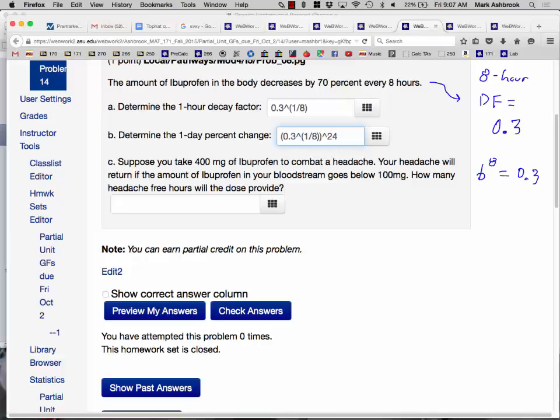You could start with that, take that 0.3 cubed. It's the same thing, because it'd be 3 8-hour periods. But that's not the percent change, right? So that's just the 1 day decay factor. So to get the percent change, what would we do? We'd subtract that from 1 to get the amount that you keep, right? And then we'd multiply by 100.